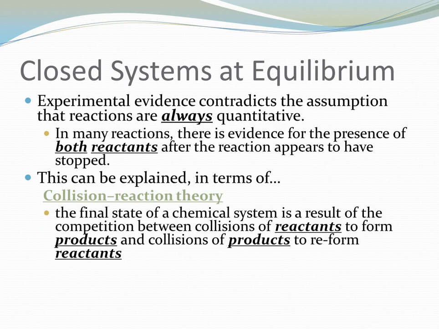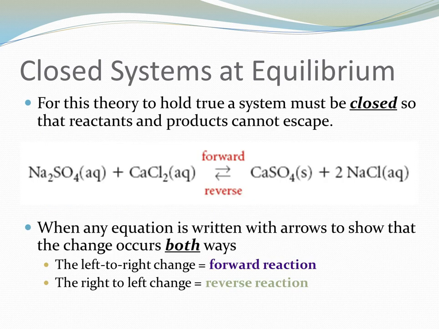For this unit, it is necessary to adjust your thinking about chemical reactions. After most reactions, there are still some reactants present. In truth, not all reactions are quantitative, meaning not all reactions result in 100% reaction completion. This reality can be explained by the collision reaction theory. The final state of a chemical system is a result of the competition between collisions of reactants to form products and collisions to reform reactants. For this theory to hold true, the system must be closed.